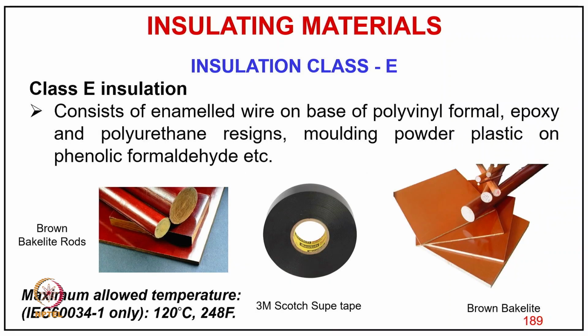Then the next class of insulation consists of enameled wire based on formal, epoxy and resins, molding powder, plastic, and so on. You can see how it looks. They can withstand 100 degrees Celsius or 240 degrees Fahrenheit, and they are used in 3M Scotch Super or brown bakelite rods.